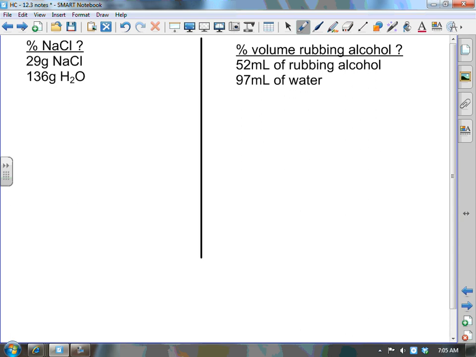So here are two I just want you to do. These are just two simple show me's. You've got 29 grams of salt dissolved in 136 grams of water. What's the percentage of sodium chloride in that solution? Volume percent of rubbing alcohol: you have 52 milliliters of rubbing alcohol, which is mixed with 97 milliliters of water. What's the percentage of rubbing alcohol in that mixture by volume?